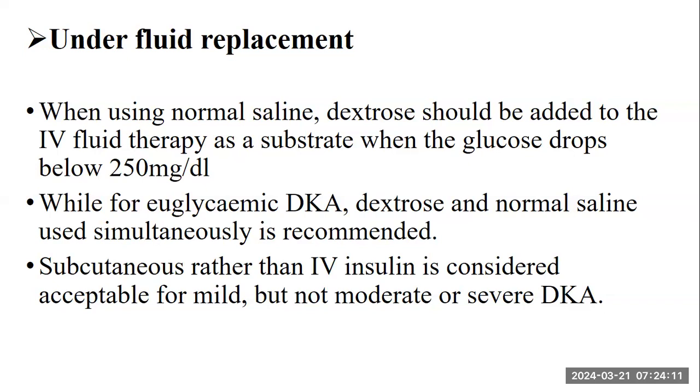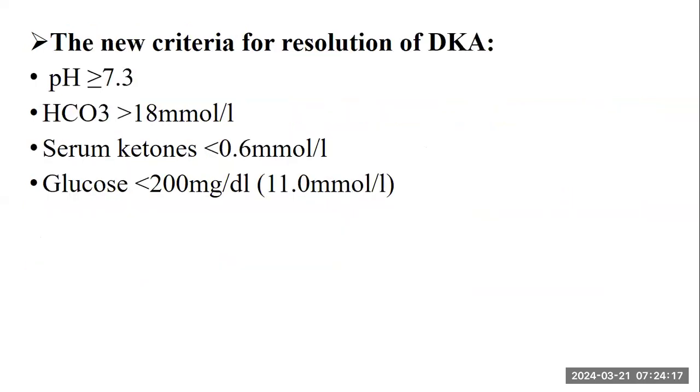Subcutaneous rather than IV insulin is considered acceptable for those with mild DKA, but in moderate and severe DKA, we continue with IV insulin. The new criteria for resolution of DKA will now be when the pH is greater than or equal to 7.3, bicarbonate greater than 18 instead of 15, serum ketones of less than 0.6 millimole per liter, and glucose of less than 200 milligram per dL.